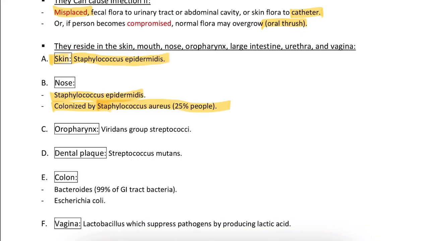In the oropharynx, we can see it is dominated by viridans group streptococci. They cause dental and heart valve infections if they enter the bloodstream. Next one, dental plaque. In dental plaque you can see Streptococcus mutans. It is a major player in dental caries.